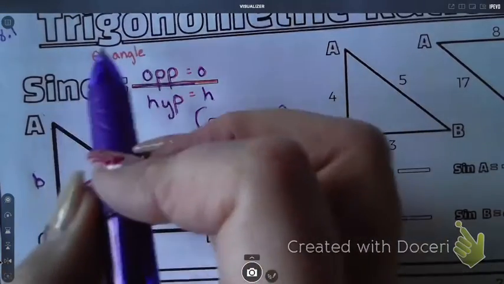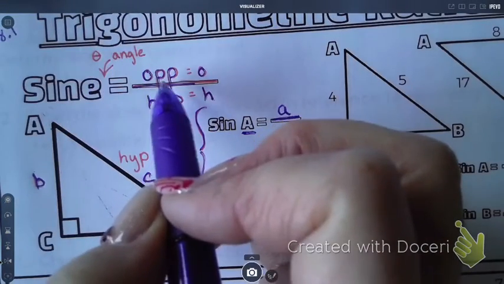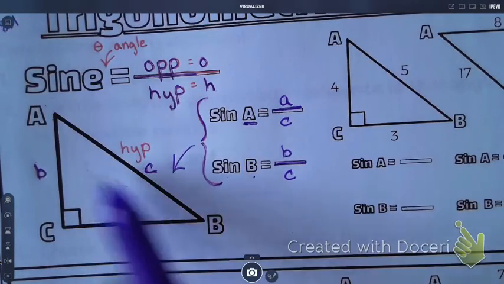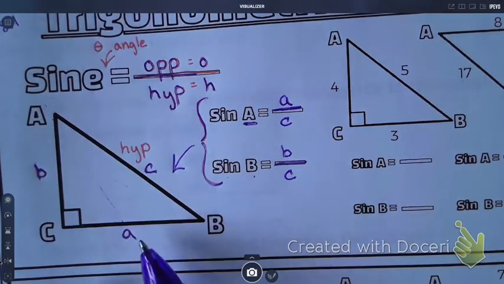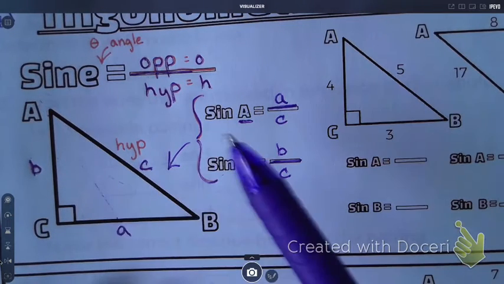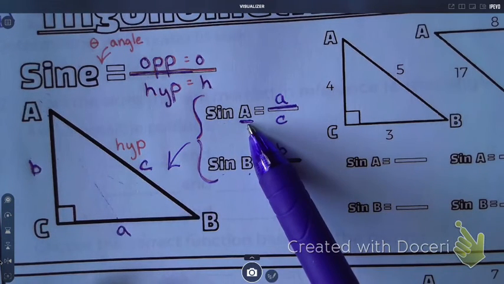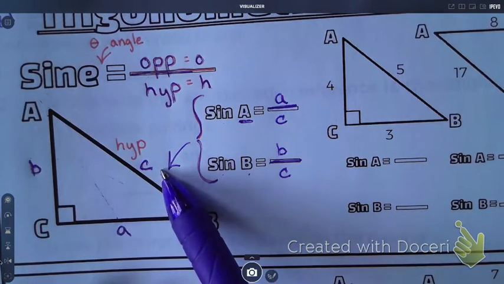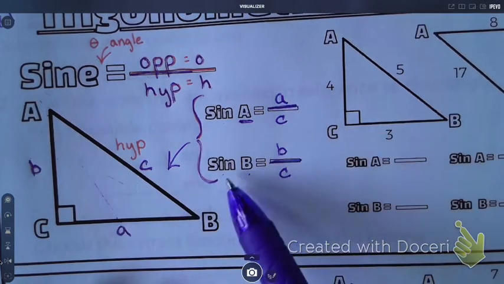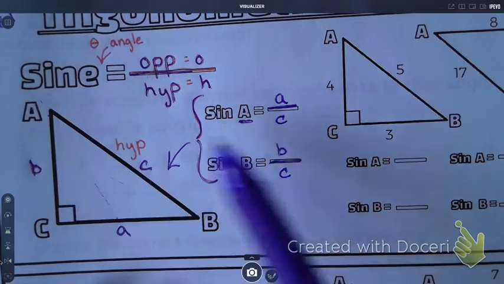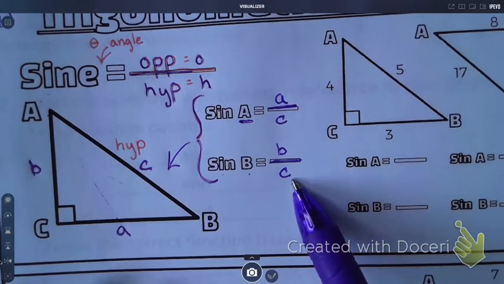We have sine of theta is the opposite of the angle over the hypotenuse. So I have this triangle down here. Opposite of angle A is side A, opposite of angle B is side B, and the hypotenuse is always C. So if I want the sine of A, I have opposite of A is A, and the hypotenuse is C. So I have A over C. If I want the sine of B, I go to angle B. The opposite of angle B is side B over the hypotenuse, which is always C.